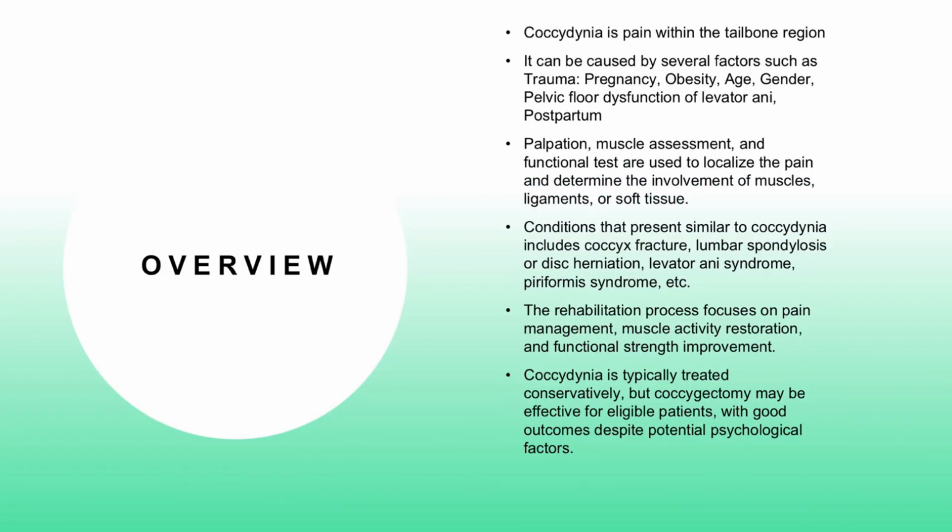So for an overview, coccydynia is pain within the tailbone region. It can be caused by several factors such as trauma, pregnancy, obesity, age, gender, pelvic floor dysfunction, or levator ani postpartum. Palpation, muscle assessment, and functional tests are used to localize the pain and determine the involvement of muscles, ligaments, or soft tissue. Conditions that present similar to coccydynia include coccyx fracture, lumbar spondylosis or disc herniation, levator ani syndrome, piriformis syndrome, etc. The rehab process focuses on pain management, muscle activity restoration, and functional strength improvement.